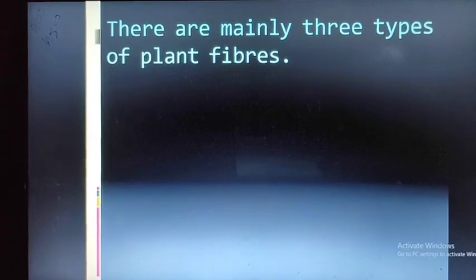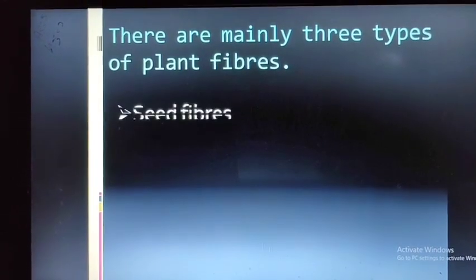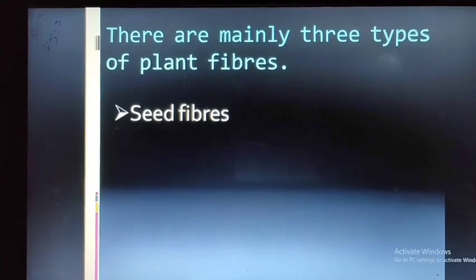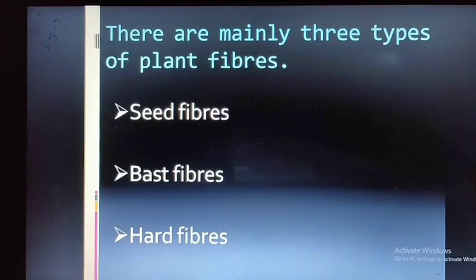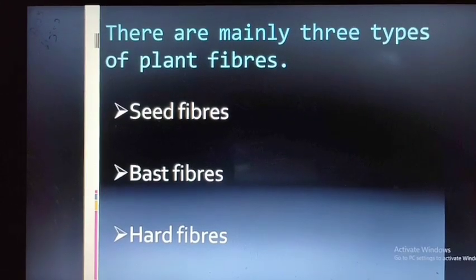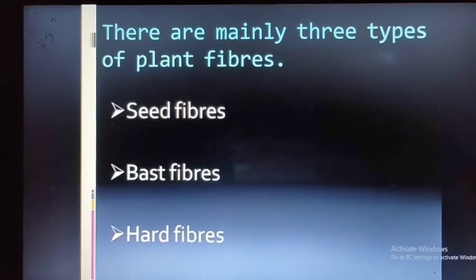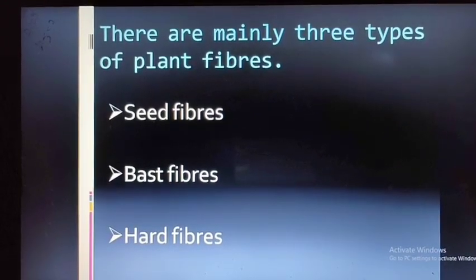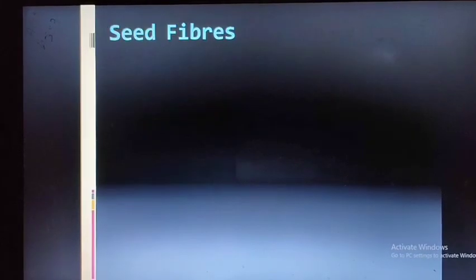So, students, there are mainly three types of plant fibers: seed fibers, bast fibers and hard fibers. This classification of plant fiber is based on the origin from where these fibers are obtained from the plant. Let's see them in detail.